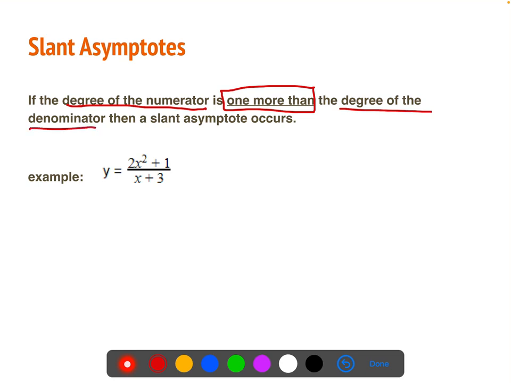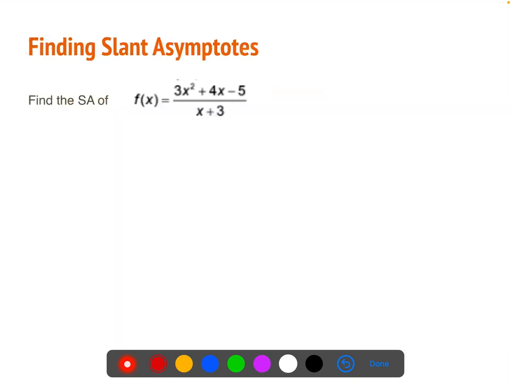Now about those slant asymptotes. If the degree of the numerator is exactly 1 more than the degree of the denominator, then you have a slant asymptote. So an example of that would be this guy here, where the highest exponent is 2. The highest exponent here is 1. 2 is 1 plus 1. 1 more than the bottom equals the top. So this one has a slant asymptote.